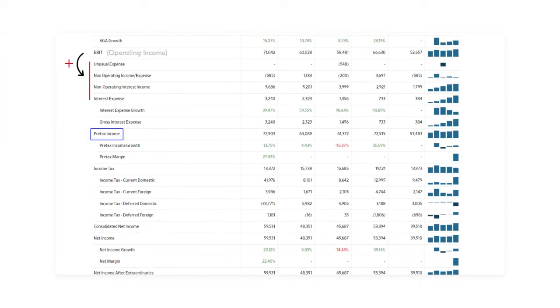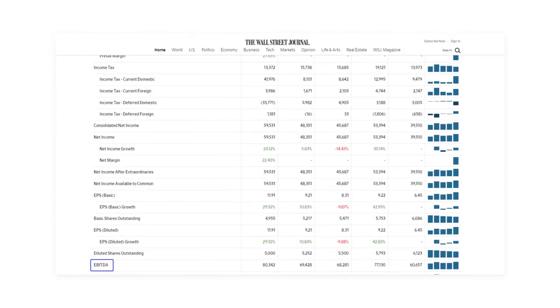Pre-tax income, profit before tax. To get its value, add the amount of non-operating interest income plus interest expense, to the operating income, and the non-operating income expense value. Income tax, the amount of tax paid. Net income. EBITDA is profit before tax, interest expense and depreciation.